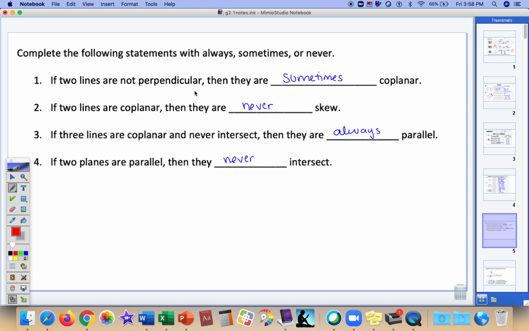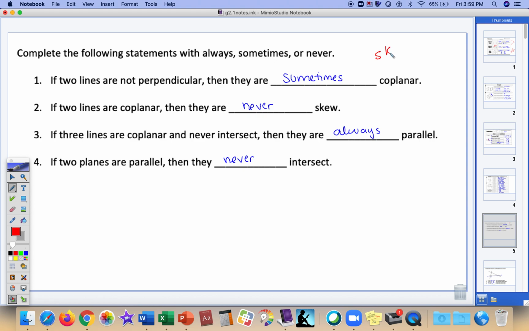Well, they could be skew, right? Let me just think about it. If they're not perpendicular, you could have parallel lines, and parallel lines could be perpendicular. You could have intersecting lines that are not perpendicular, but they still would be coplanar. But you could have skew lines that are not perpendicular, and they would not be on the same plane. So for that reason, the answer would be sometimes.